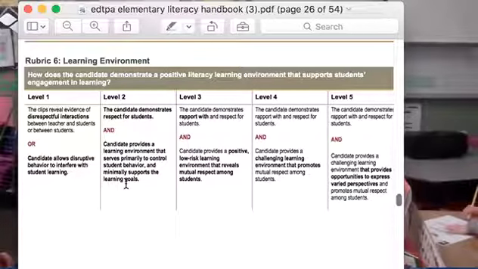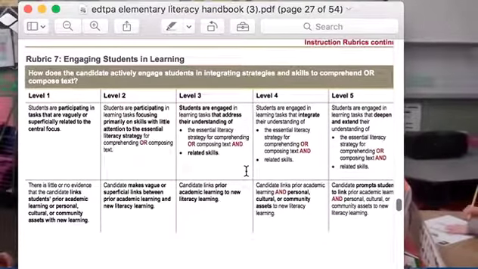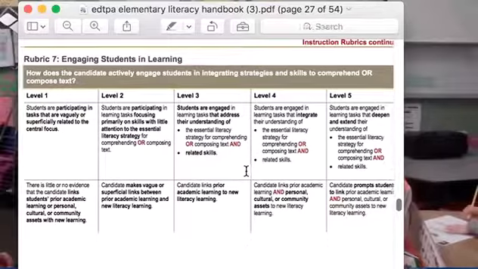Level 2, candidate provides a learning environment that serves primarily to control student behavior and minimally supports the learning goals. This is closer to where I would put her. She's somewhere between a 1 or a 2, but I would probably put her as a 2. Definitely not a positive, low-risk learning environment, right, that reviews mutual respect. Isn't challenging given the amount of stuff that they've covered and how many people are actually doing things. And it doesn't give students an opportunity to explain themselves. Tough to do. I think that a level 5 actually is really hard to do with first graders unless you have a bunch of first graders who are very pro-social and highly capable, socially speaking.